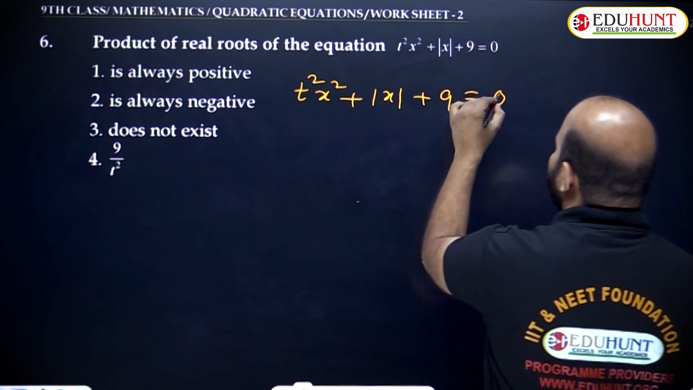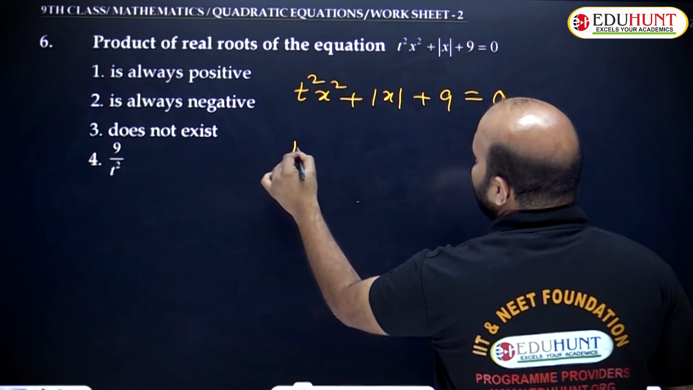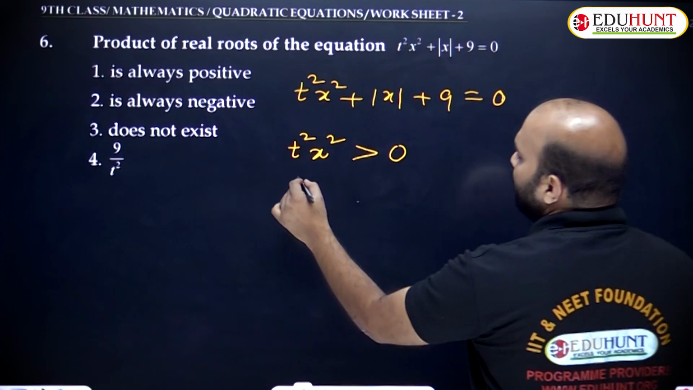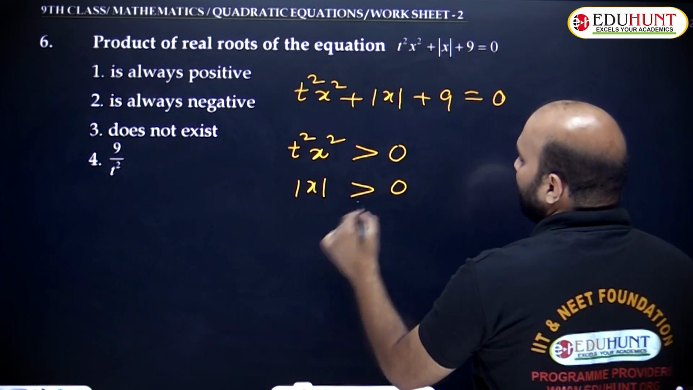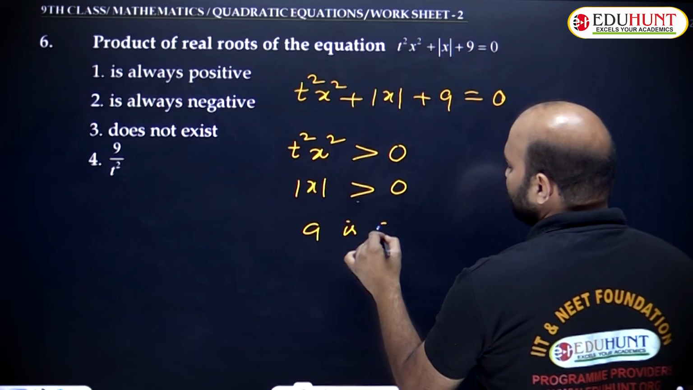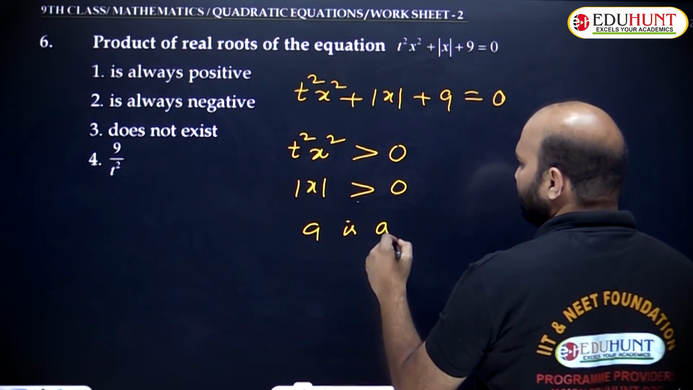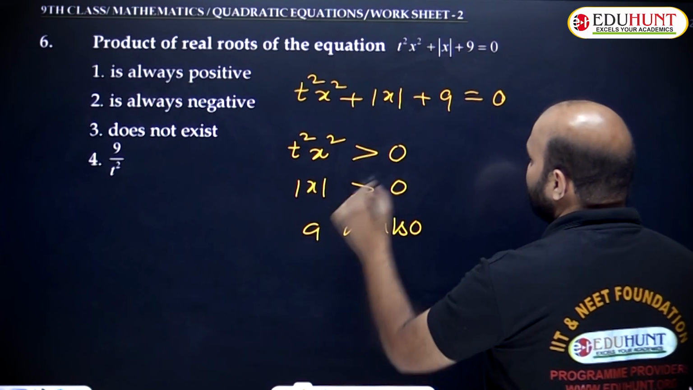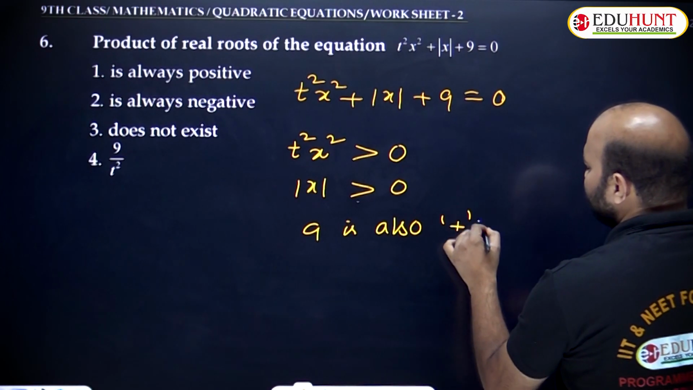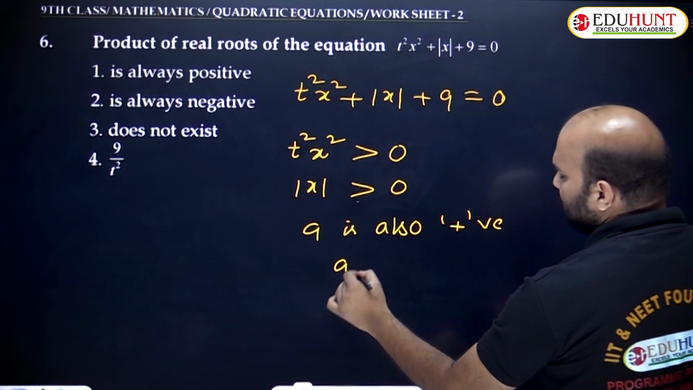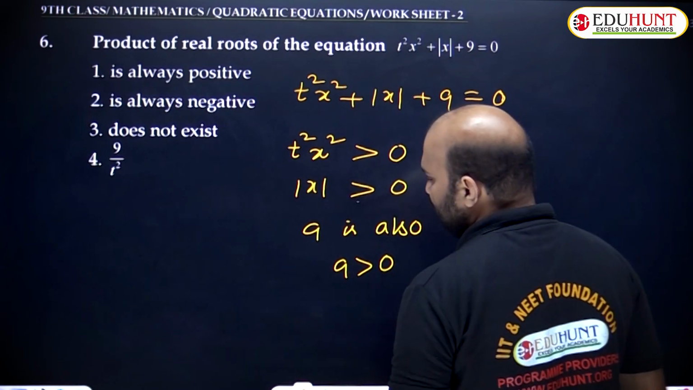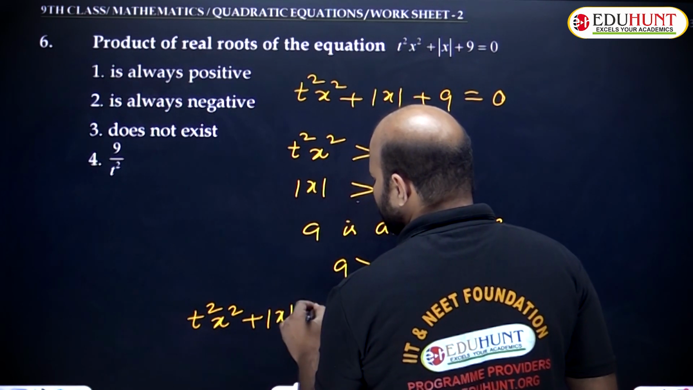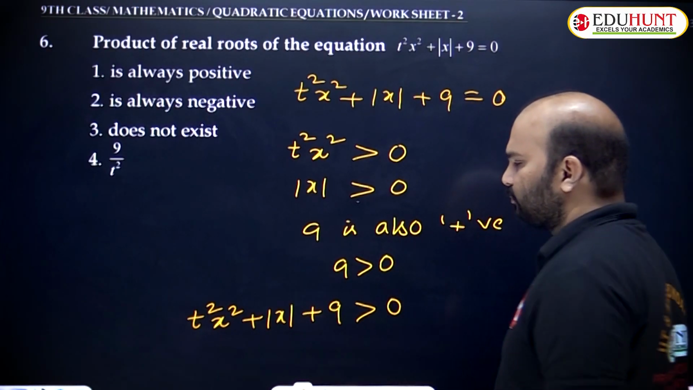So this is a quadratic equation. Clearly we need to understand, first, the t square x square term is greater than 0. Am I clear? Mod x is also greater than 0, and 9 is also positive. Greater than 0 means these are positive values. So 9 is also greater than 0. Adding these three inequalities, t square x square plus mod x plus 9 is greater than 0.